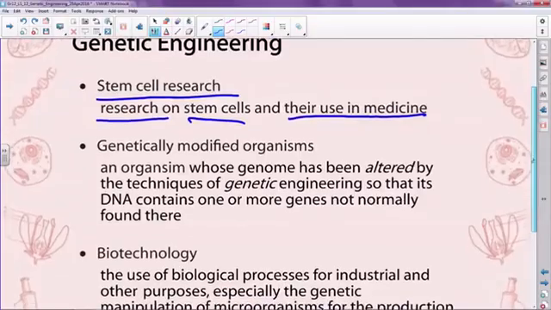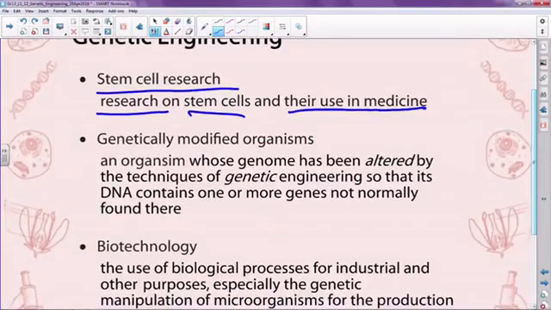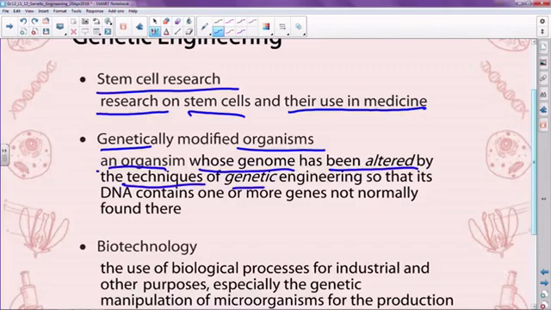Next thing, genetically modified organisms. That means that we genetically modify them to what we want. Okay, so let's see. An organism whose genome has been altered by techniques of genetic engineering so that the DNA contains one or more genes not normally found there.